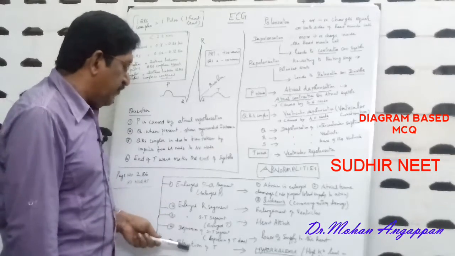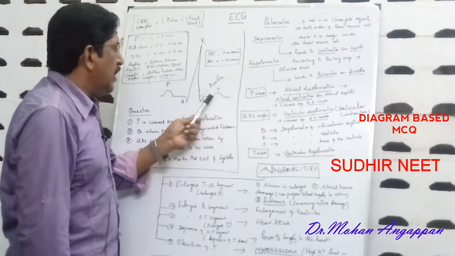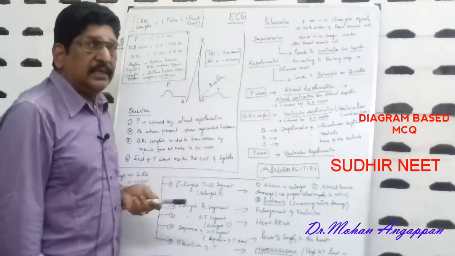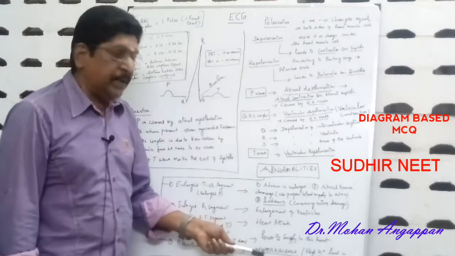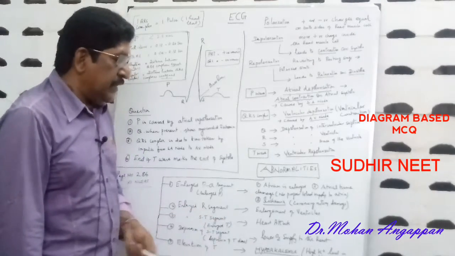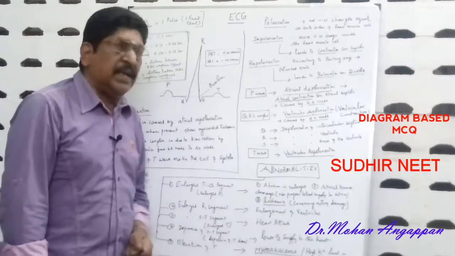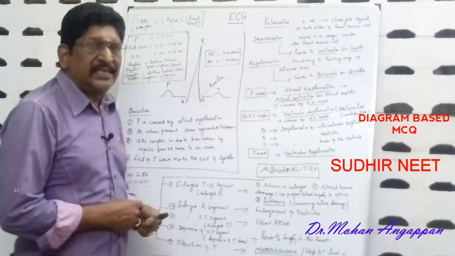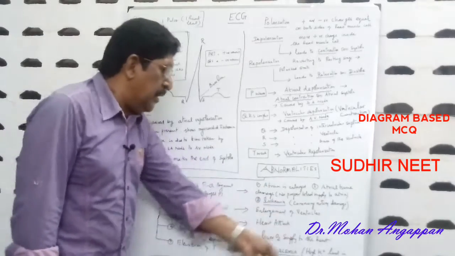And if the T segment is elevated, that is, the dome-shaped T is elevated, that indicates hyperkalemia. What is hyperkalemia? High potassium level in the blood serum. You get more potassium in the blood serum. That is called hyperkalemia. So these are all the abnormalities.